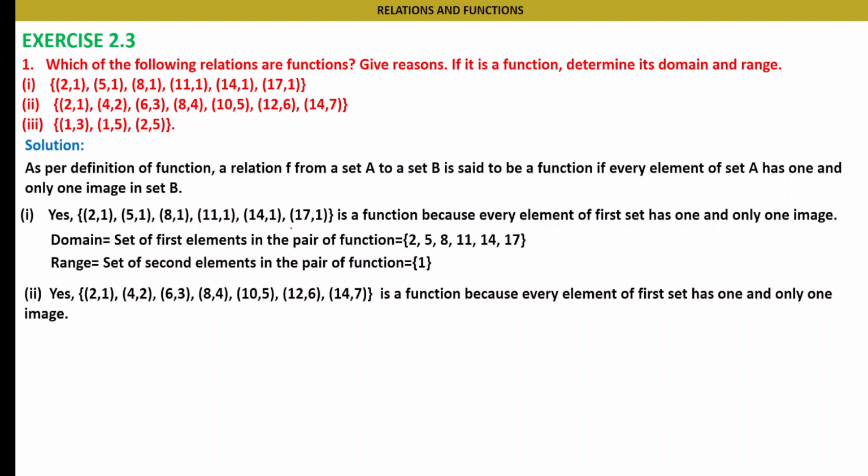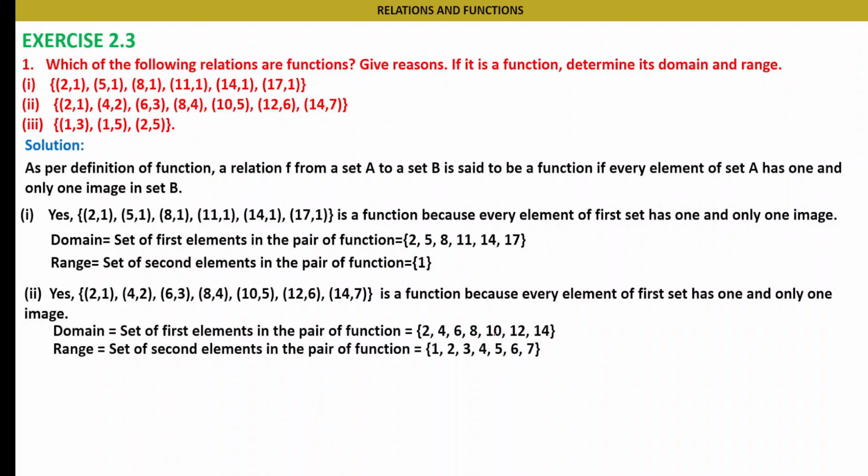Second one is also a function, yes, because (2,1), (4,2), (6,3), (8,4), (10,5), (12,6), (14,7) is a function, because every element in the first set has one and only one image. The domain is the set of first elements in the pairs of the function, that is 2, 4, 6, 8, 10, 12, 14, and the range is the set of second elements in the pairs of the function, that is 1, 2, 3, 4, 5, 6, 7.